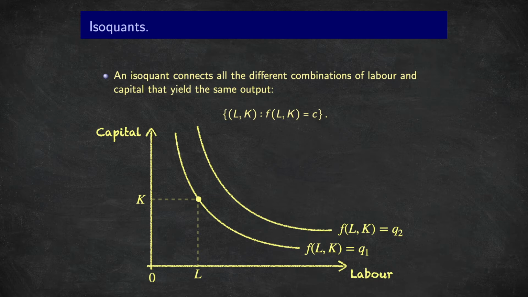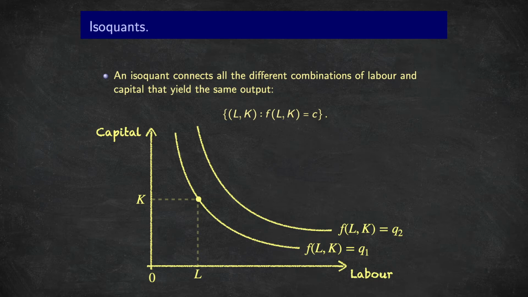Graphically, I've drawn two isoquants here. On the lowest of these isoquants, we can see all of the different combinations of L and K where, if I plug these into the long-run production function, I get output Q1. On the higher isoquant, we get this curve connecting all of the different combinations of L and K that produce the same level of output, and this is equal to Q2.